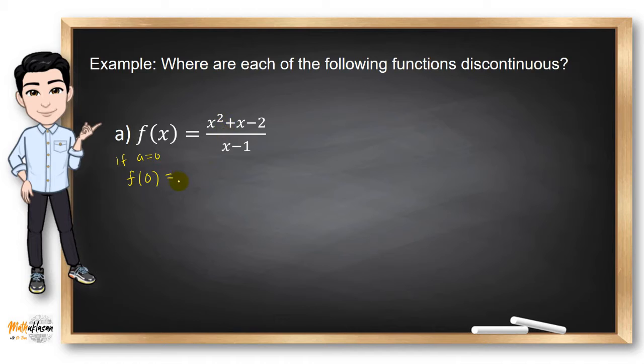If we have f of 0 or if a here is equal to 0, then may value ba yung ating function at 0? So, f of 0, lagay mo lang dito, 0 minus 2 over 0 minus 1. So, we'll have positive 2. So, define siya. But it doesn't necessarily mean na continuous na agad itong function na to.